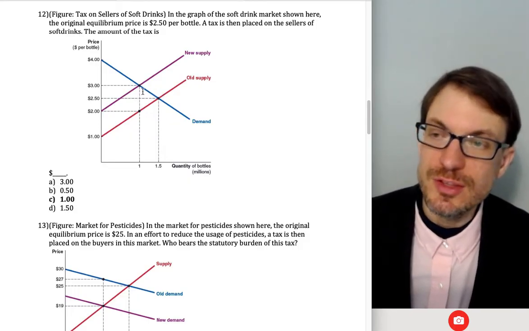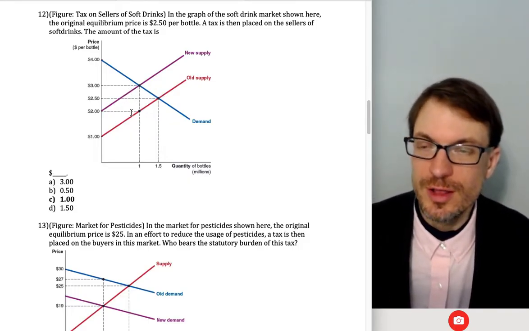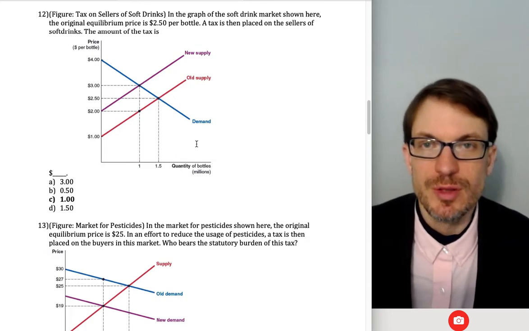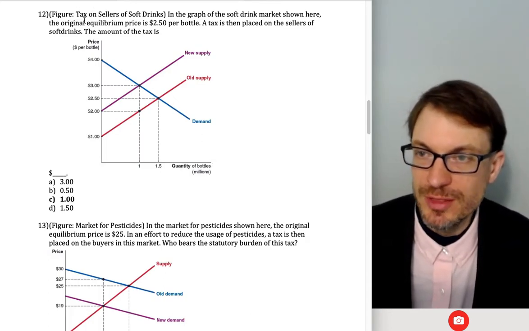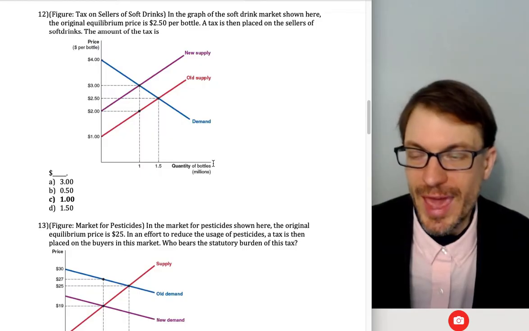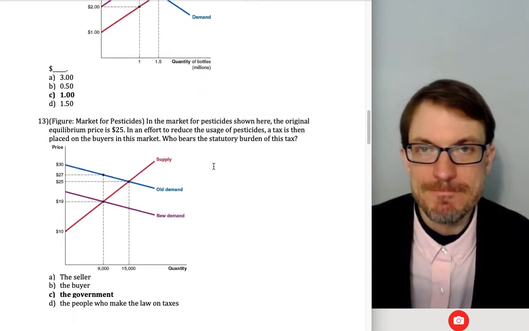So actually in this exercise, this one right here, buyers and sellers are evenly bearing the burden, the economic burden of this tax, despite the fact that this is modeled as the statutory burden being on sellers.